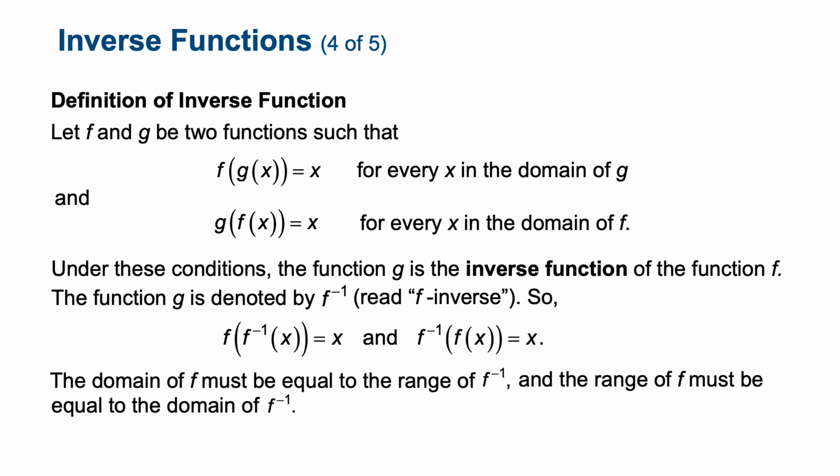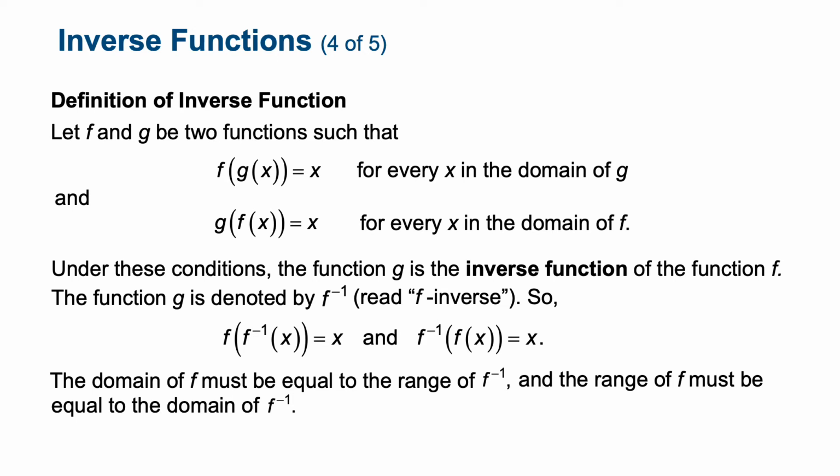So yeah, the definition of an inverse function includes this. We'd say let f and g be two functions such that f of g of x is equal to x and g of f of x is equal to x for every x in the domain of g and every x in the domain of f respectively. Under these conditions, we can call g the inverse function of the function f. Okay, so we would say g is equal to f inverse. So we'd say f of f inverse of x is equal to x, the identity, and f inverse of f of x is equal to x.